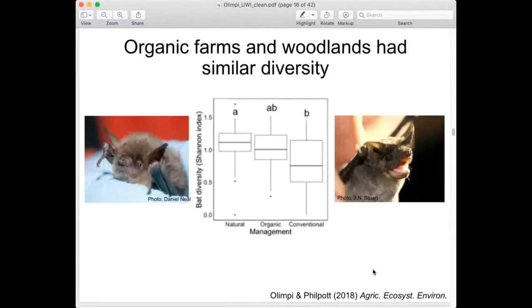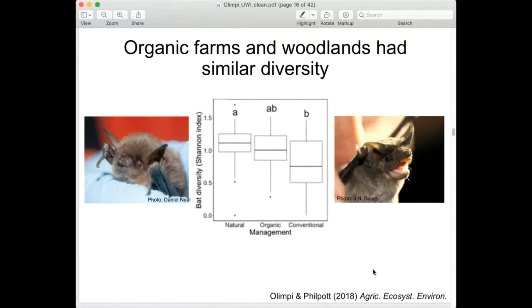We found that there were no differences in species richness between woodlands, organic, and conventional farms. But we did find that organic farms and woodlands have similar diversity. So there is some signal here that organic management could be beneficial for bats. On farms, the most common species was the Mexican free-tailed bat, which is adapted for flying in open spaces. It's this guy over here on the right. And then in woodlands, the most common species was Eumyotis, which is better adapted for flying through forests.